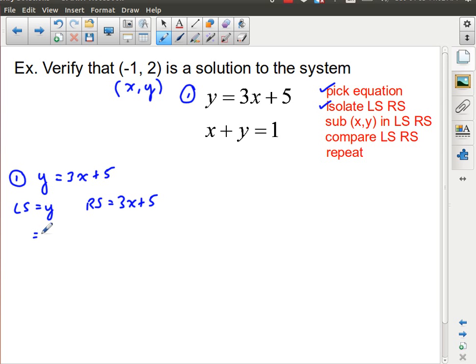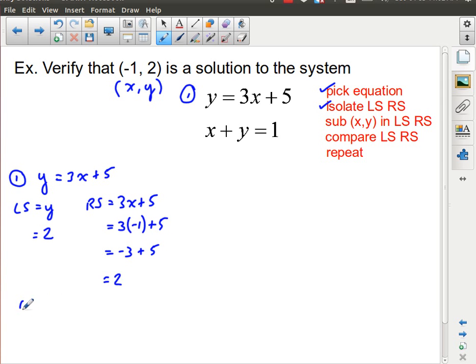In this case, the left side is equal to the y value. The y value is equal to 2. So the left side is equal to 2. The right side is equal to 3 multiplied by the x value, which is negative 1, and then add 5. 3 times negative 1 is negative 3, plus 5, and negative 3 plus 5 is equal to 2.